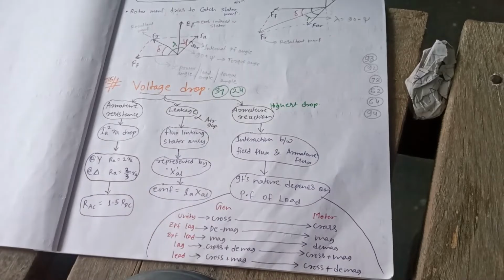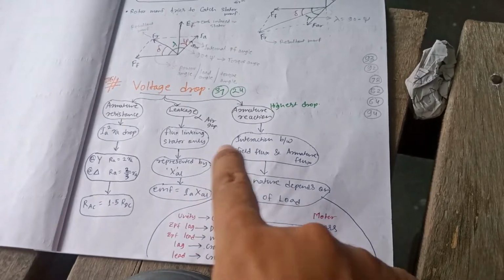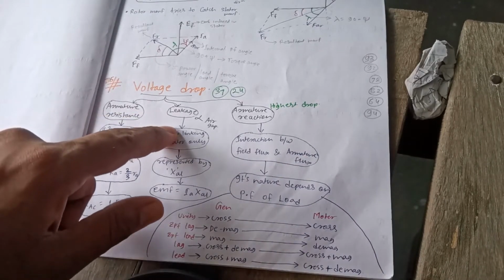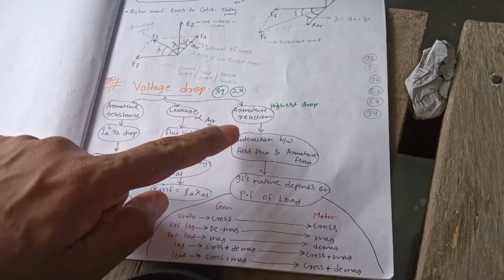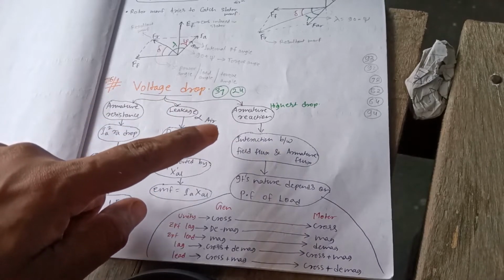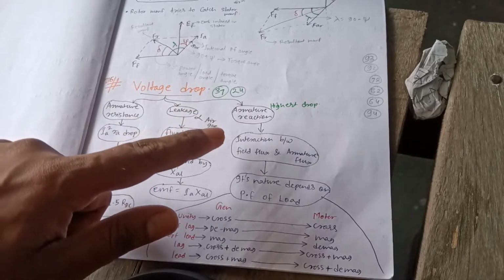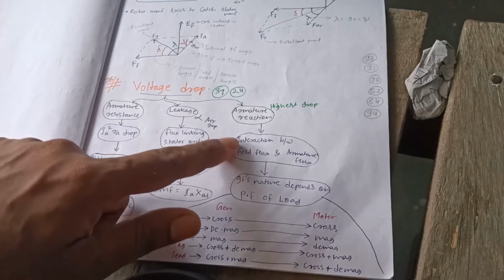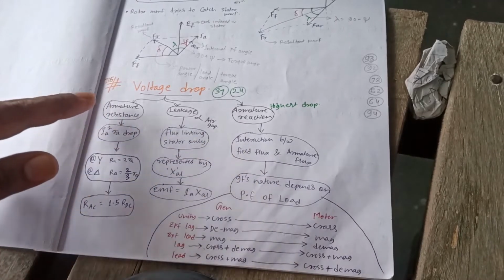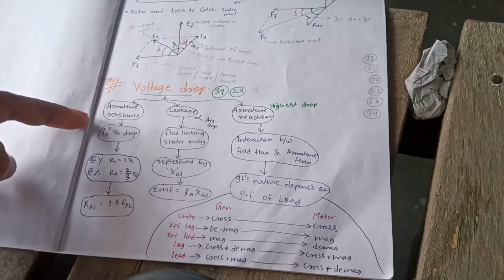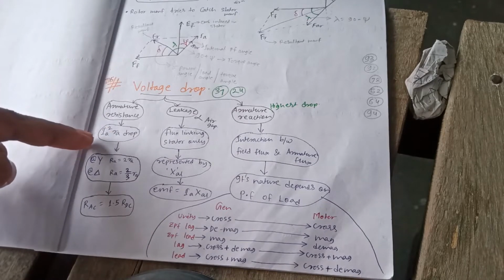When we talk about voltage drop in a synchronous machine, we have three types of voltage drop: armature resistance drop, leakage drop, and armature reaction drop. Among these, armature reaction contributes the highest, so most of our questions will be from armature reaction drop. This is the most important thing. Let's start with armature resistance drop, which is the IA square RA drop.